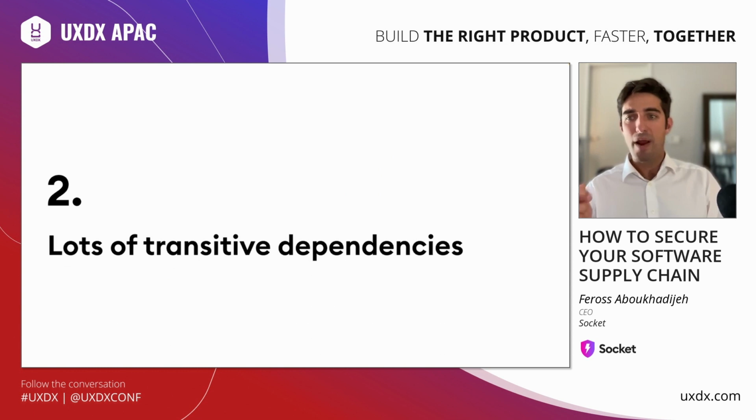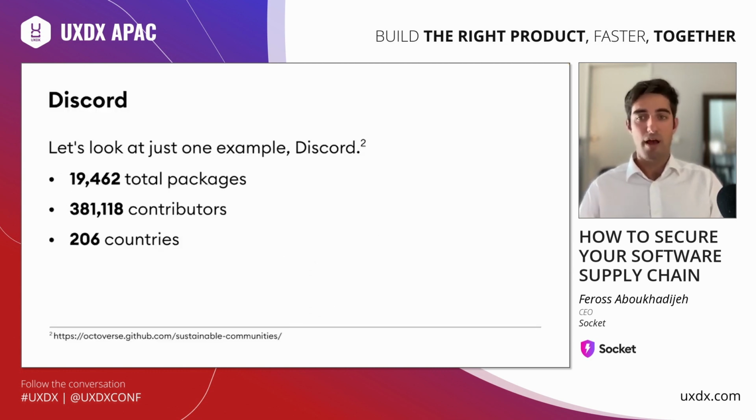The other reason is we have lots of transitive dependencies. So the way we write software has really changed in the last decade. We use dependencies a lot more liberally, and that leads to thousands of dependencies in most projects. So let's just take one example here. Let's look at Discord, a popular chat application. Discord is an Electron app, and it's built on a massive amount of open source. As you can see here, it's around 19,000 total packages, with code contributions from 300,000 different contributors from 206 different countries. So just a mind-boggling amount of open source in an app like Discord.